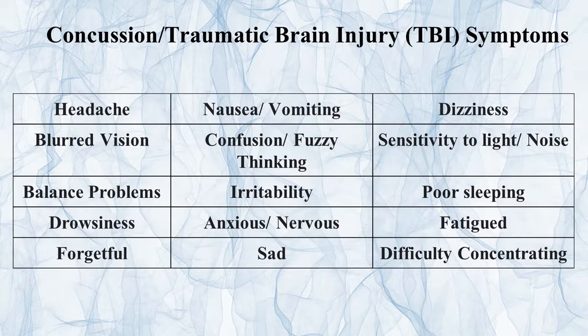So some of the symptoms we immediately think of are headache, nausea, vomiting, dizziness, sensitivity to light and noise, confusion or fuzzy thinking, balance problems, irritability. They may be anxious, nervous, sad, have difficulty concentrating, be fatigued, forgetful, drowsy. Those are all common symptoms of a traumatic brain injury or a concussion.